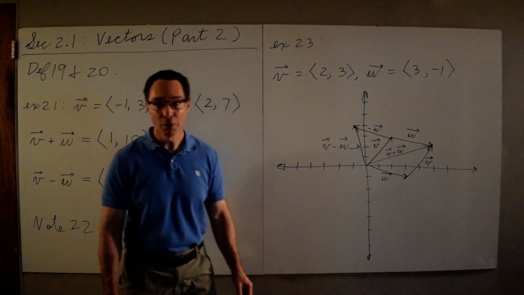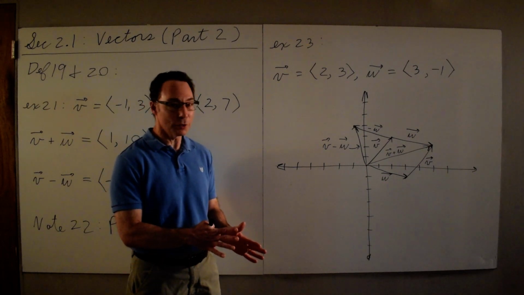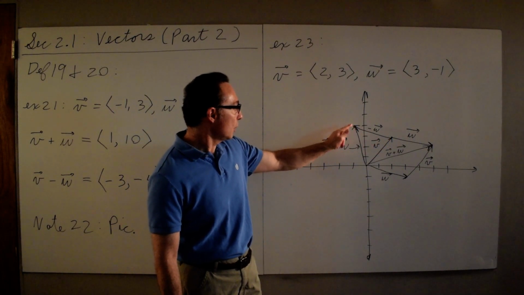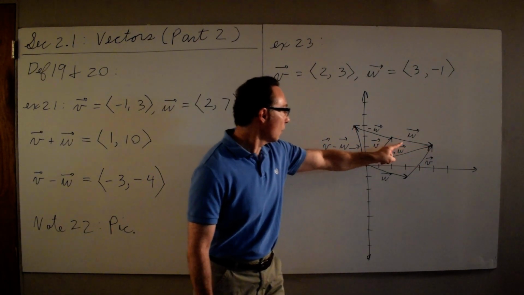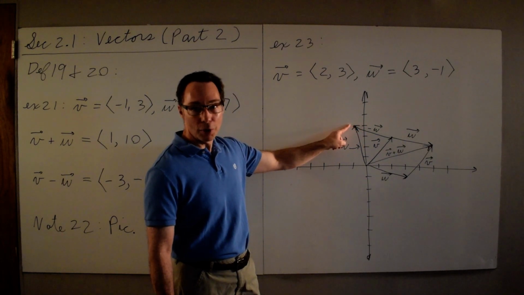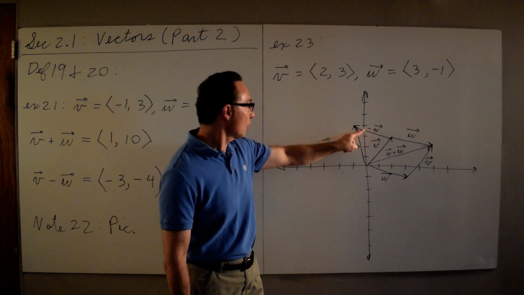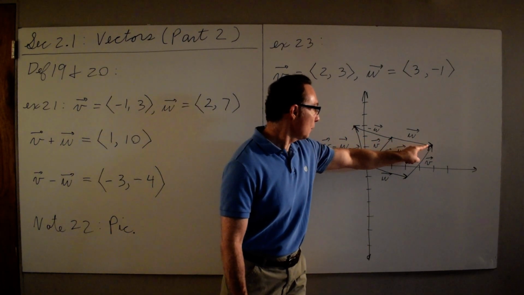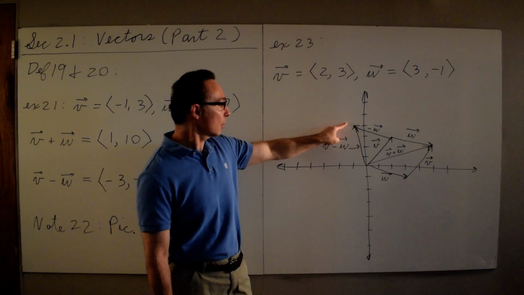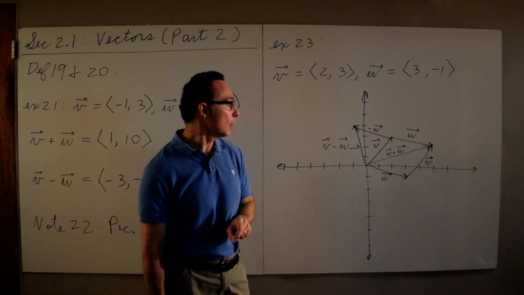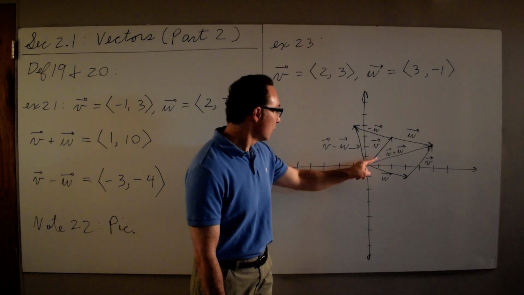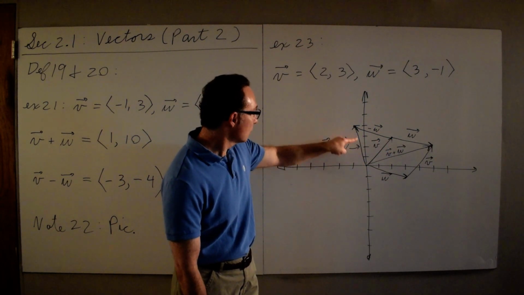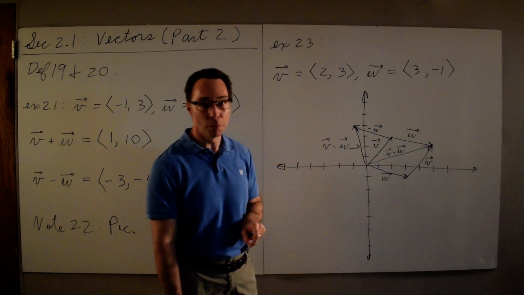v minus w, I'm cheating a little bit here. I haven't talked about scalar multiples yet, but this is the vector -w. Well, right here's the vector w. What does -w look like compared to w? It's the exact same length as w, but in the opposite direction. So we take our vector w, turn it the other way, we go in the exact opposite direction. That's -w. And so here's v plus -w, or v minus w, and that's this vector right here, v minus w.